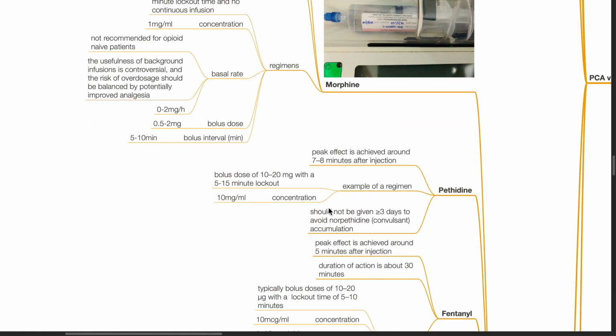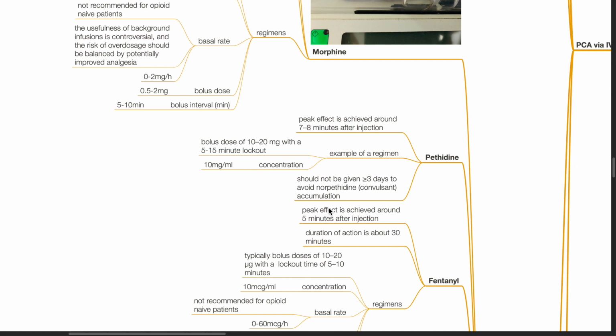Pethidine. The peak effect is achieved around 7 to 8 minutes after administration. Examples of a regimen: bolus dose of 10 to 20 mg with a 5 to 15 minute lockout time at a concentration of 10 mg per ml. Pethidine should not be given for 3 days or more to avoid norpethidine accumulation, which has convulsant actions.